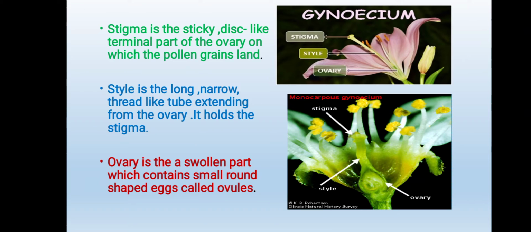So once again, the female part of a flower consists of stigma, style, and ovary. Stigma is the sticky portion where the pollen grains land. The style is a long tube extending from the ovary. The main function is the style holds the stigma. An ovary is the swollen part which contains small round egg-shaped ovules.